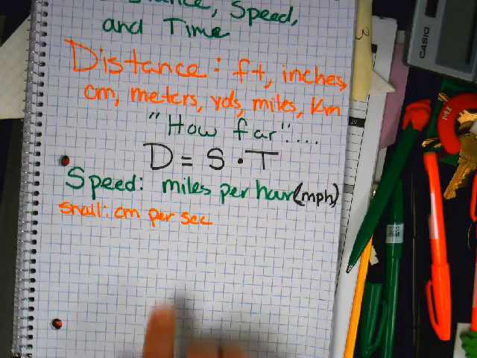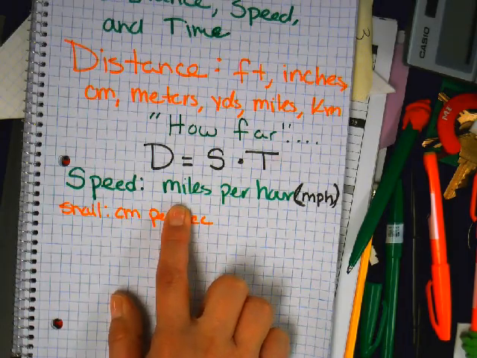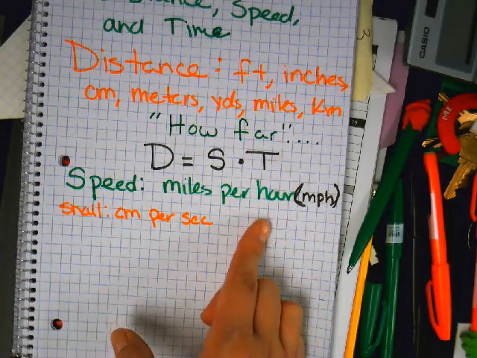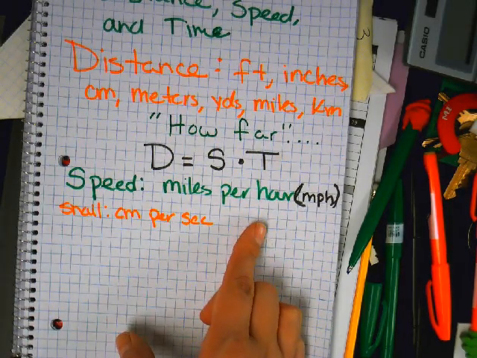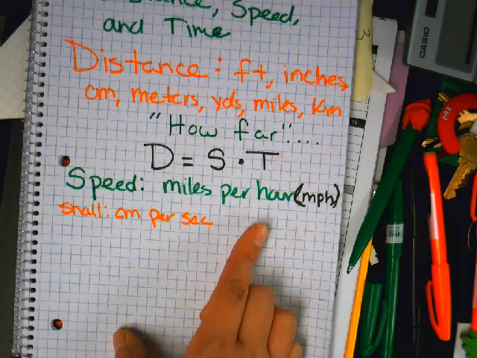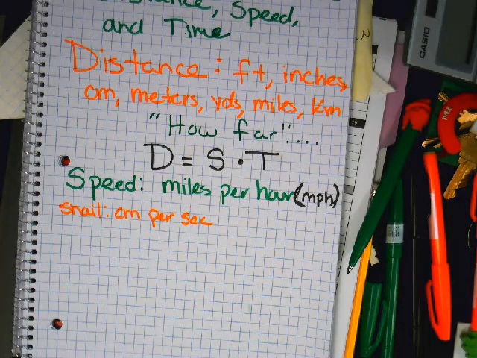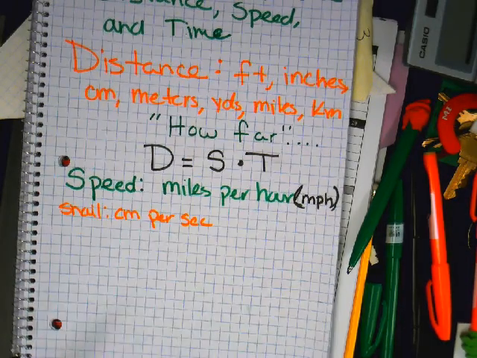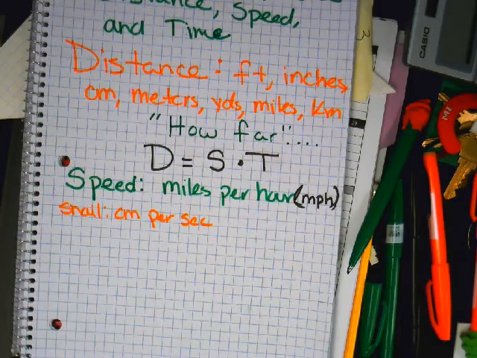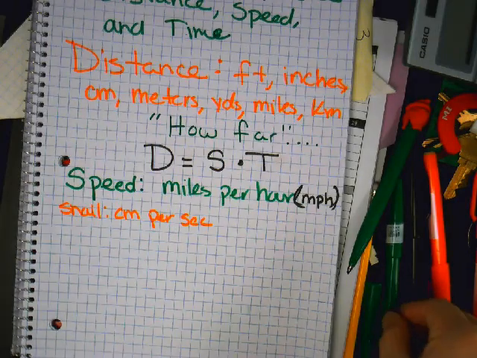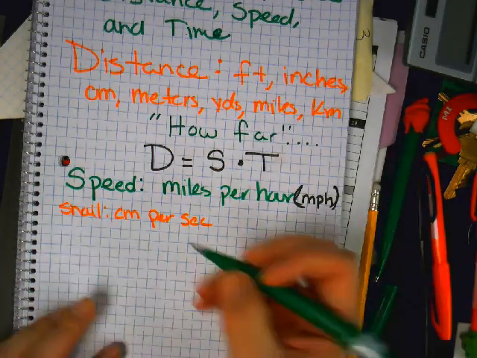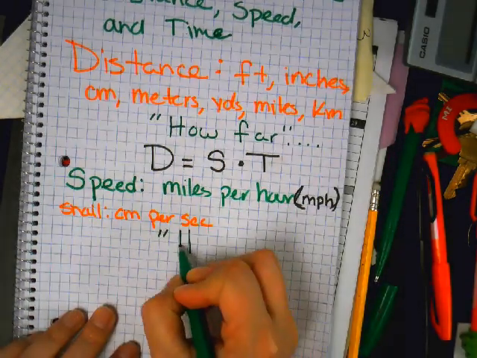So this can change. What's the most popular one? Miles per hour. That's the most popular one. But if I'm going to keep track of a snail or an ant, I'm going to lower it. Centimeters per second. Okay. How are you going to read it in a word problem? What do you guys think?